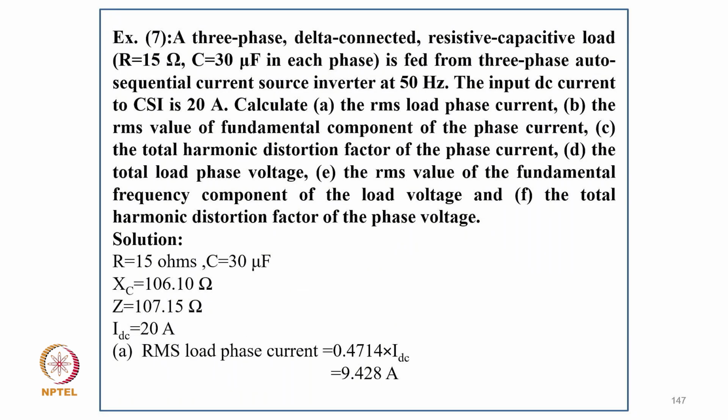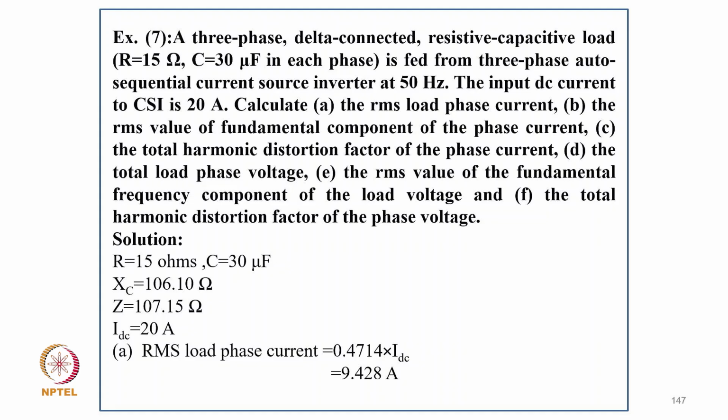Coming to example 7, a 3-phase delta connected resistive capacitive load, R equal to 15 ohm and C equal to 30 microfarad in each case, is fed from the 3-phase auto sequential current source inverter at 50 Hz. The input DC current to CSI is 20 ampere. Calculate the RMS load phase current, the RMS value of the fundamental component of the phase current, the total harmonic distortion of the phase current, the total phase voltage, the RMS value of the fundamental frequency of load voltage, and the total harmonic distortion of the phase voltage.